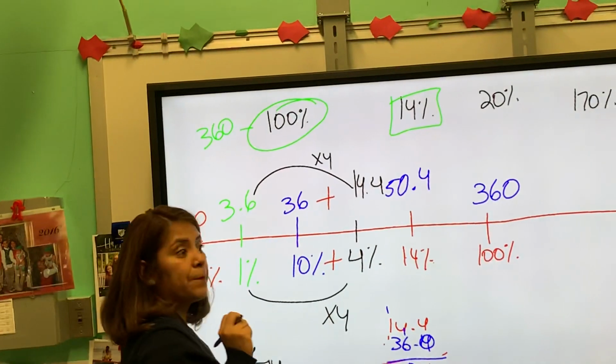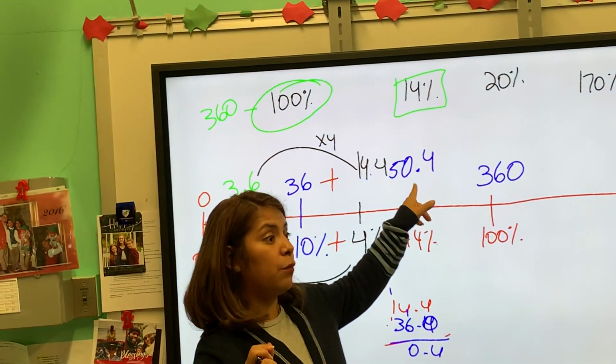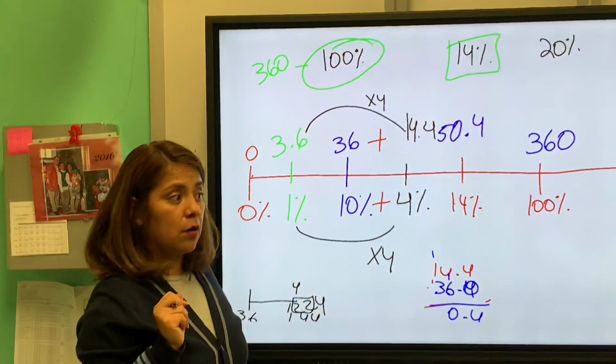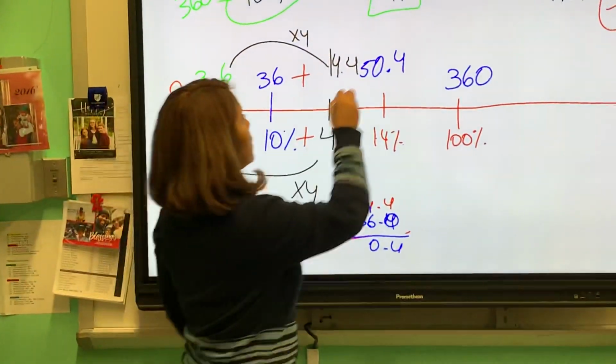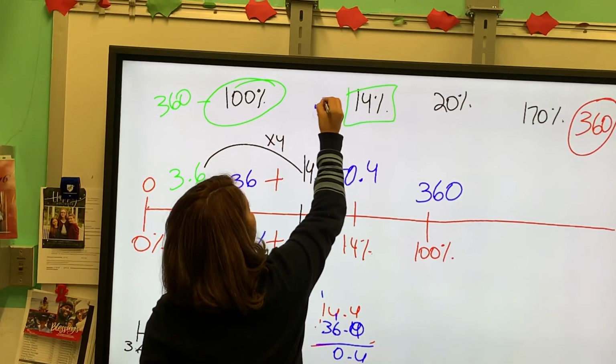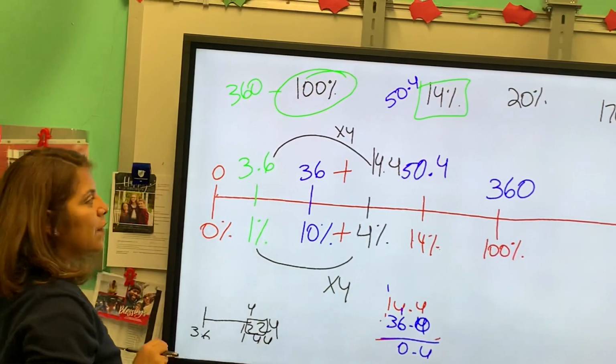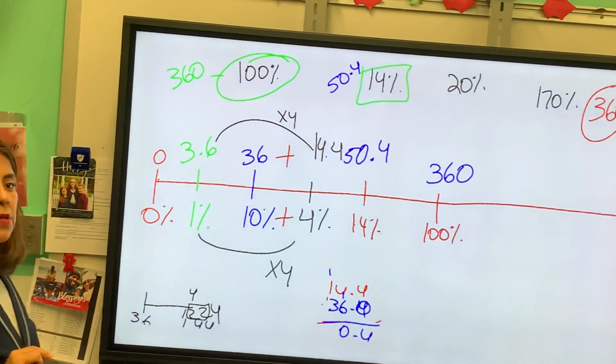Questions so far? So that means that my 14% will be equal to 50.4. Questions so far then? So now I have my 14%. I'm going to write it here. 14% of 360 will be 50.4. How will I get my 20%? 20%.